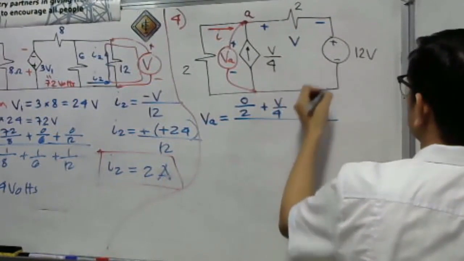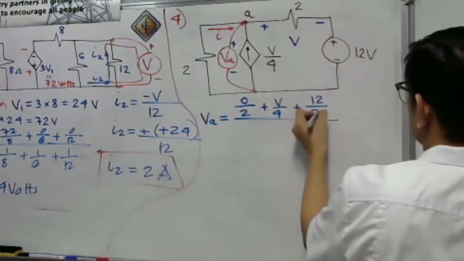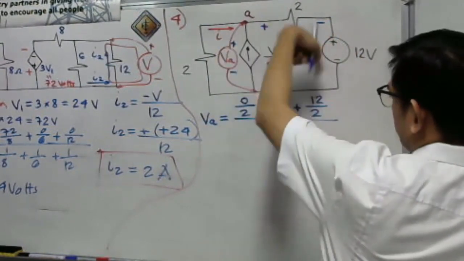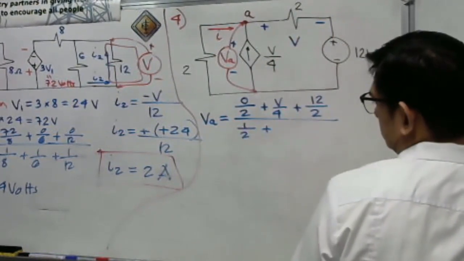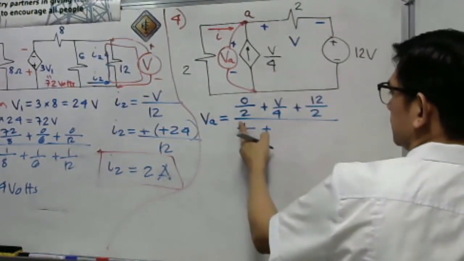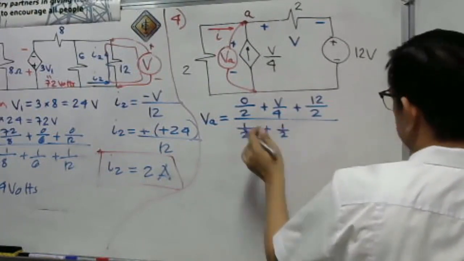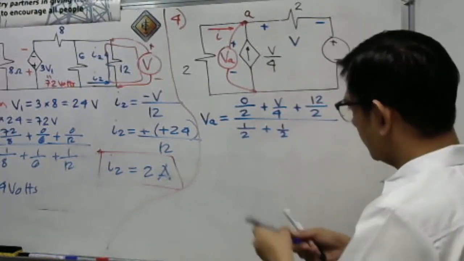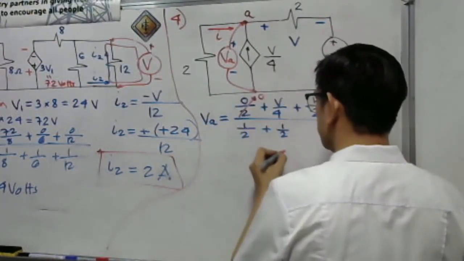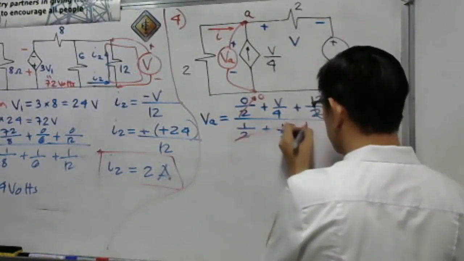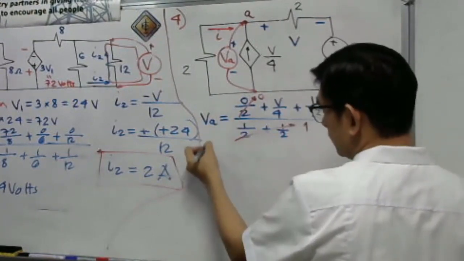What about here? Oh, this is easy. Over 2. 1, 2, 3 branches. One half. Okay, let us simplify this further. This is just simply zero. It's just so to simplify this, we'll be having here a.